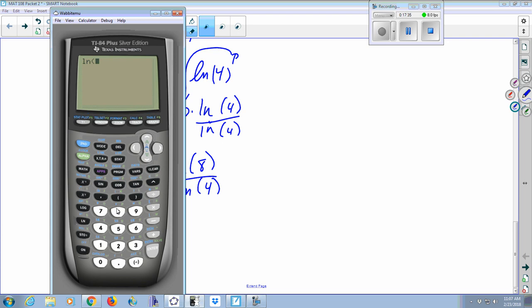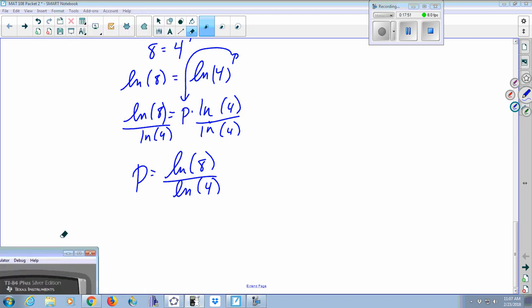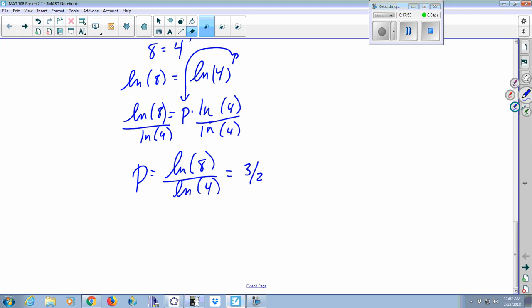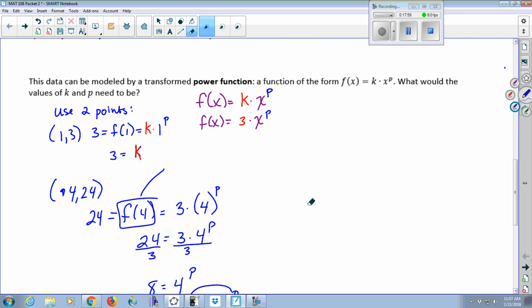Natural log of 8 divided by the natural log of 4 is 1.5, or 3/2. So p is equal to 3/2, or 1.5, whatever you prefer. So our power function would have this form: f of x equals 3 times x to the 3/2 power, or you could write it as 3 times x to the 1.5.